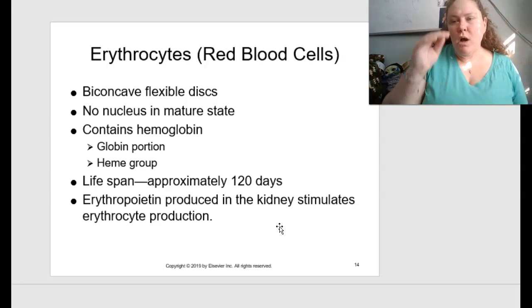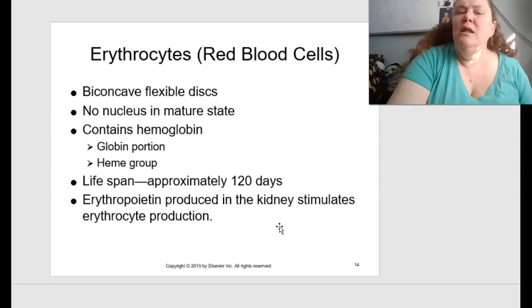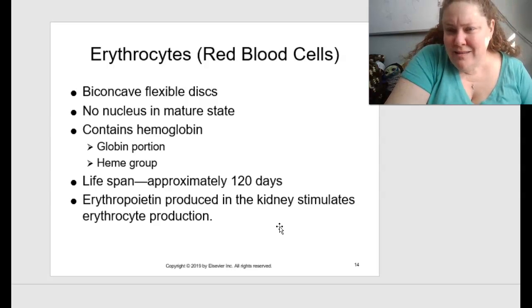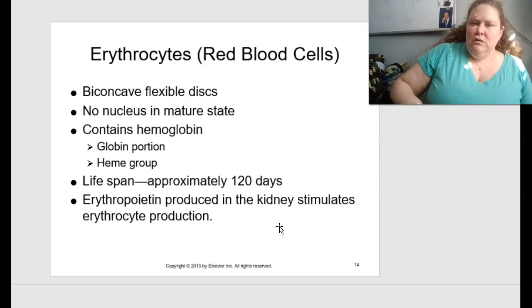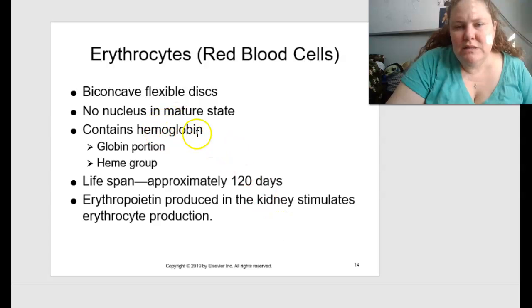Okay, so what are your erythrocytes? These specifically are your red blood cells, and these are biconcave flexible discs. Those are fancy words for saying they look like donuts. The erythrocytes have no nucleus in the mature state, and they do contain hemoglobin, and hemoglobin, when you break that down, includes the globulin portion as well as the heme group. And hemoglobin is the transporter of oxygen in our body.